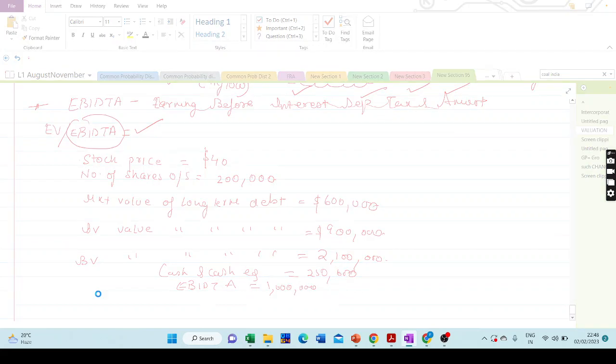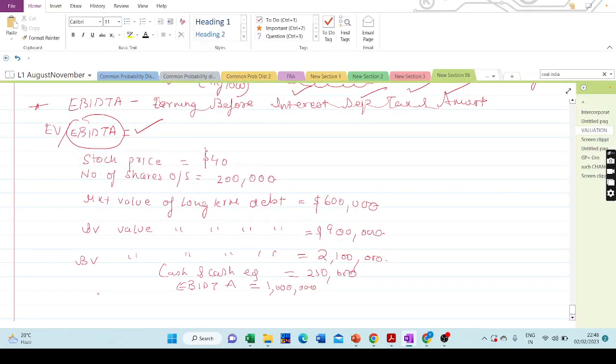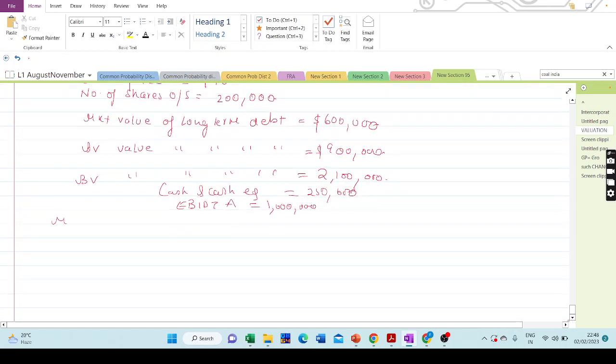Chalo, calculate. How will you calculate this? Please tell me. First, calculate market value of equity. Equity, 200,000 into $40. Yes, so market value of equity is 8 million. What is the market value of debt? First, write market value of equity is 200,000 into 40, which is 80 lakh or 8 million.